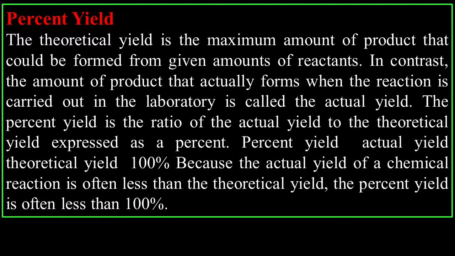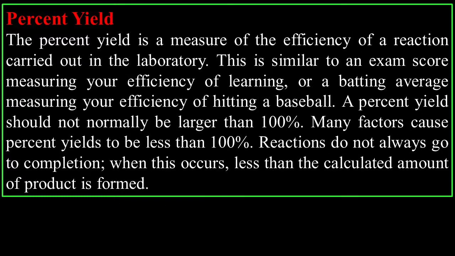Because the actual yield of the chemical reaction is often less than the theoretical yield, the percent yield is usually less than, rarely equal to, 100%. So, we know that it's simply going to be actual yield over theoretical yield times 100 is going to equal the percent yield. The percent yield is a measure of the efficiency of the reaction carried out in the laboratory. This is similar to an exam score measuring your efficiency of learning, or a batting average measuring your efficiency of hitting a baseball. A percent yield should not normally be larger than 100%. It's impossible to be larger than 100%.